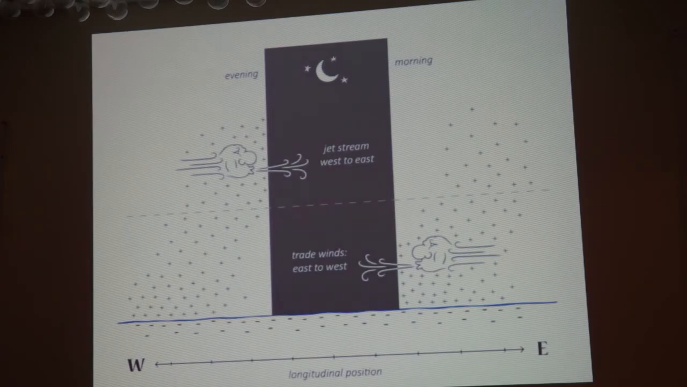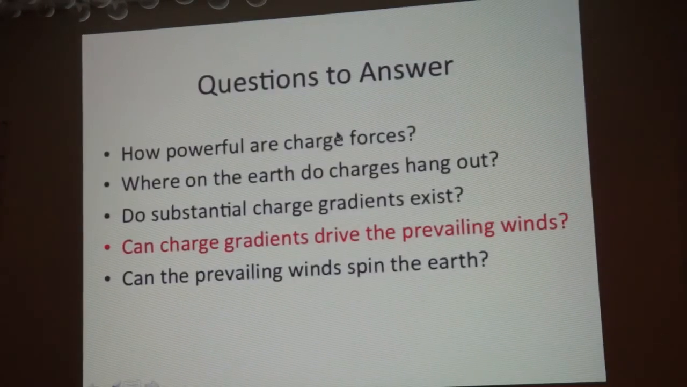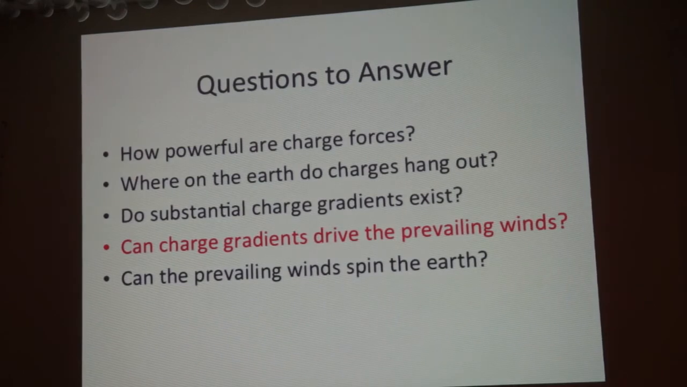So you know the jet stream because if you fly from Seattle to Varna, it takes less time to go in that direction than in the other direction. The difference is about 20%. These are very substantial winds that blow reliably up high, and I believe that this provides a possible explanation for that. So these are weak trade winds, and these are strong jet stream winds. So can charge gradients drive the prevailing winds? I think the answer is yes.